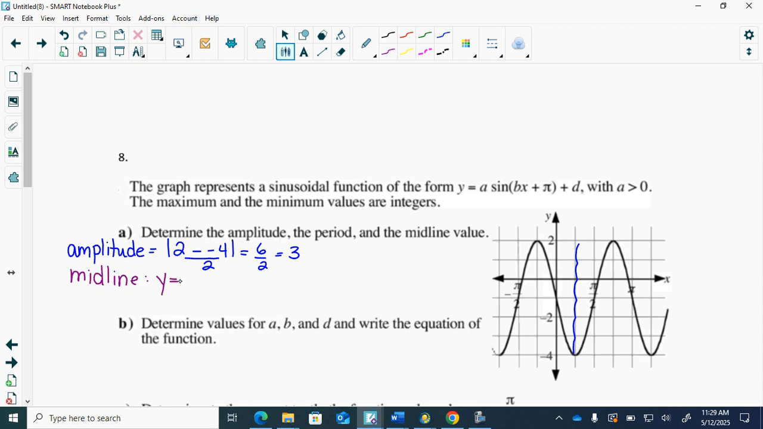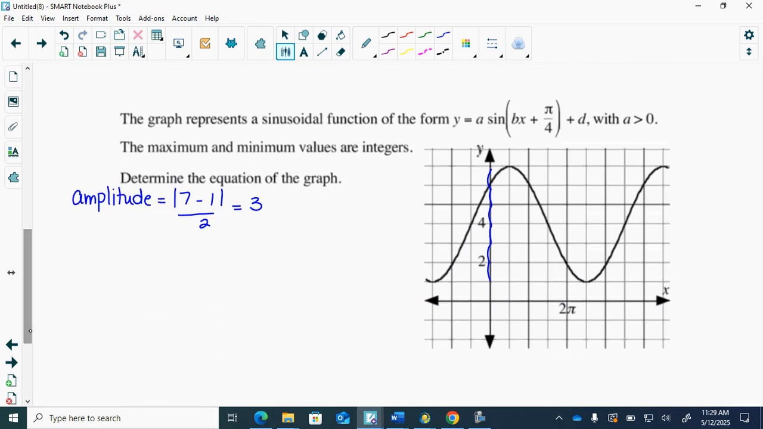All right, midline. y equals 2 plus negative 4 divided by 2, which is negative 2 over 2, which is negative 1. So we draw negative 1. It cuts it in half. Okay.